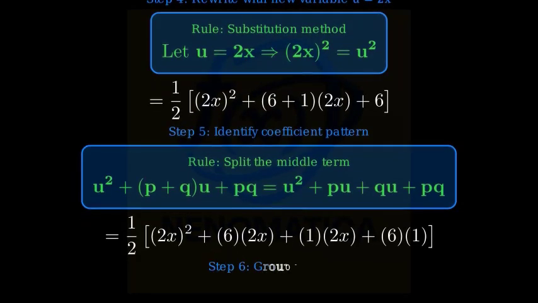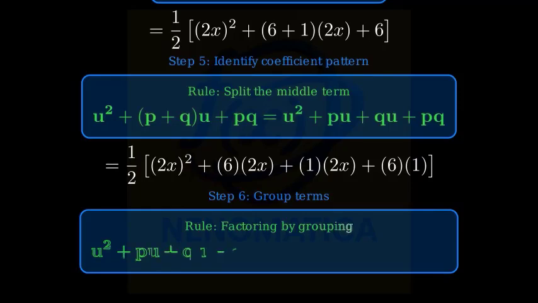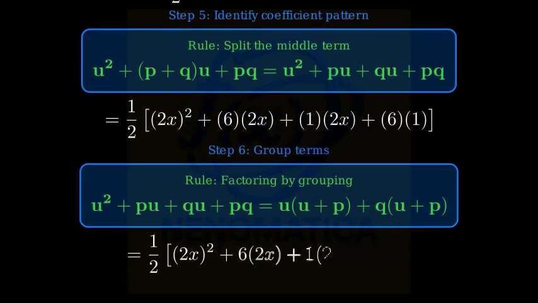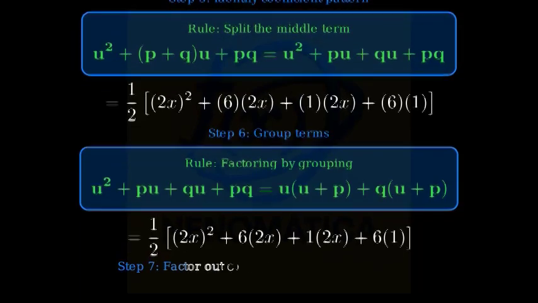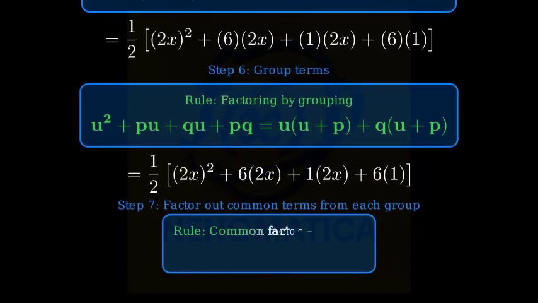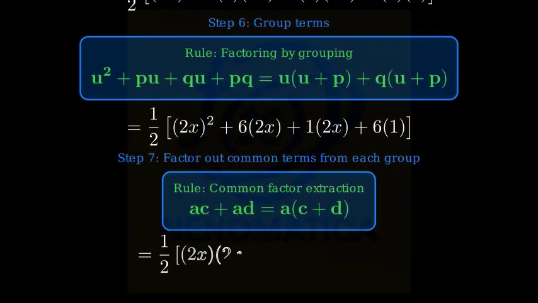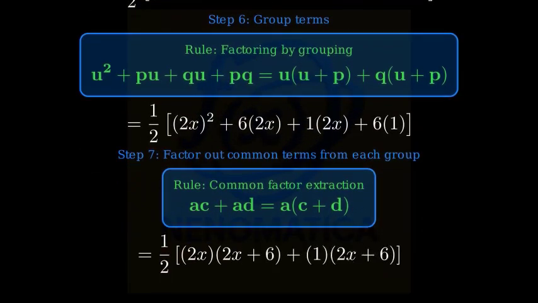Now we can regroup the terms to create a factored form. 1/2 times the quantity 2x squared plus 6 times 2x plus 1 times 2x plus 6 times 1. The next step is to factor out common terms from each group. From the first group, we can factor out 2x, and from the second group, we can factor out 1. This gives us 1/2 times the quantity 2x times 2x plus 6 plus 1 times 2x plus 6.